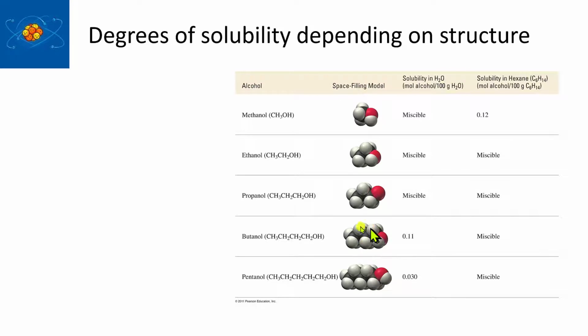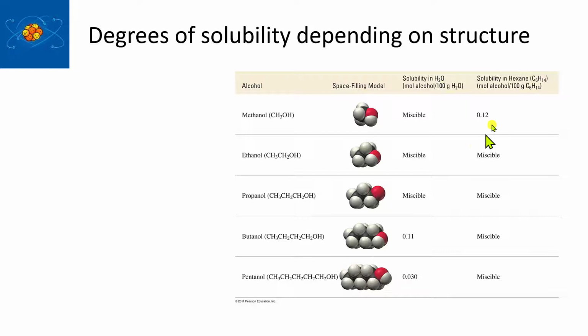All of a sudden, the nonpolar portion tends to separate the alcohol from the water. And the water tends not to be able to dissolve the butanol very well because it only has a small polar hydrogen bonding portion on it. The larger the number of carbons gets, the less soluble it gets.